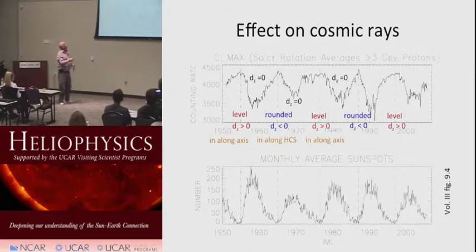They're coming in along the poles, and that seems to persist for a long time. When it's negative, they have to come in along the heliospheric current sheet, and that seems to not happen for as long. So we have this much more peaked, they call it rounded, peak in the cosmic ray flux. So we see rounded, level, rounded, level.